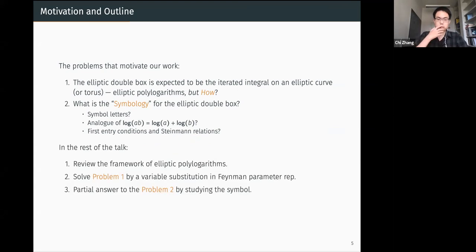So in the rest of the talk, I will quickly review the elliptic polylogarithm. Then I will show that the first problem can be fully solved by a variable substitution. And for the second problem, although the symbol is not fully understood, we will see that the symbol shares some nice properties with non-elliptic cases.